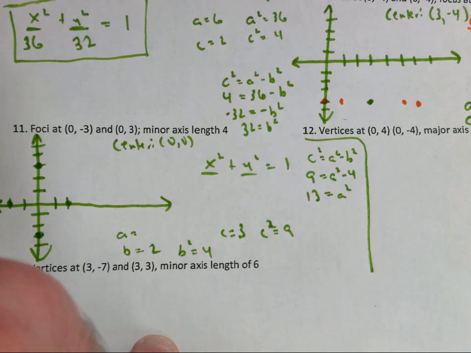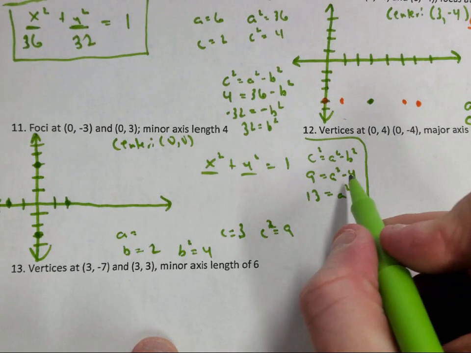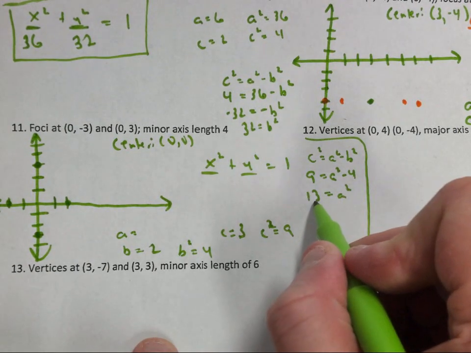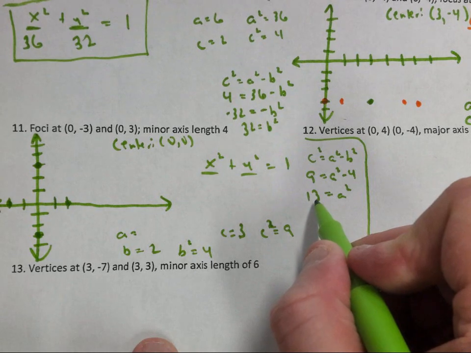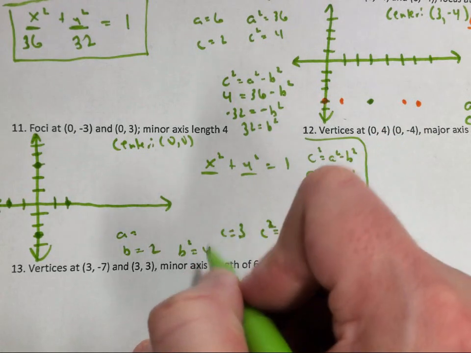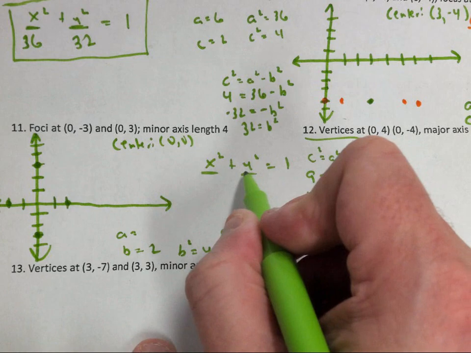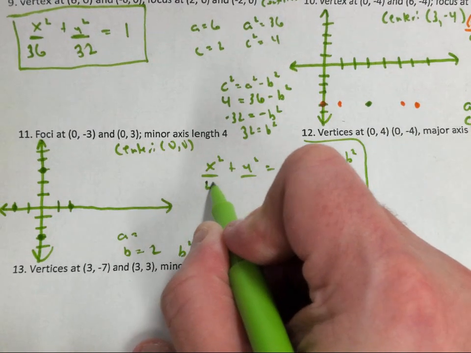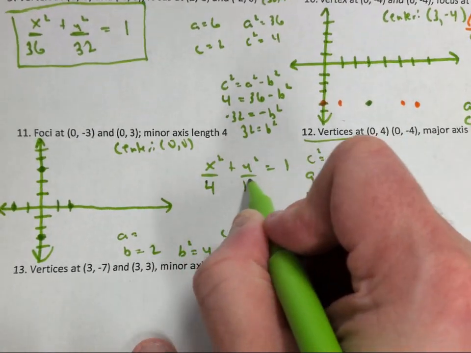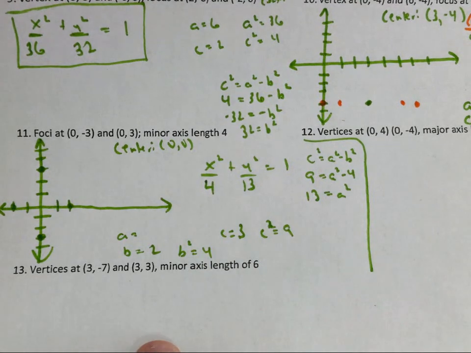No, foci tells you C. But I see what you're saying. Does that make sense? All right, so my B squared is 4. I add that over, it's going to be 13. Does everybody see that? All right, so where would this 4 go? Would that go under the X or the Y? X, because that's your minor. And where would 13 go? On the Y. Does that make sense?